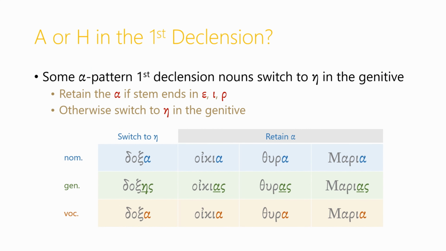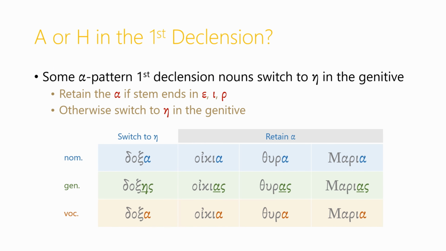Now we've seen that first declension nouns come in an alpha pattern and an eta pattern. And some of them use alpha as their connecting vowel, others use eta as the connecting vowel. What you will notice sometimes, though, is that alpha pattern first declension nouns will sometimes switch to use eta as the connecting vowel in the genitive. And actually, this switch then continues in all of the other cases that we haven't learned yet. So how do we know if an alpha pattern noun is going to use eta in the other cases, or if it's going to stick with alpha?